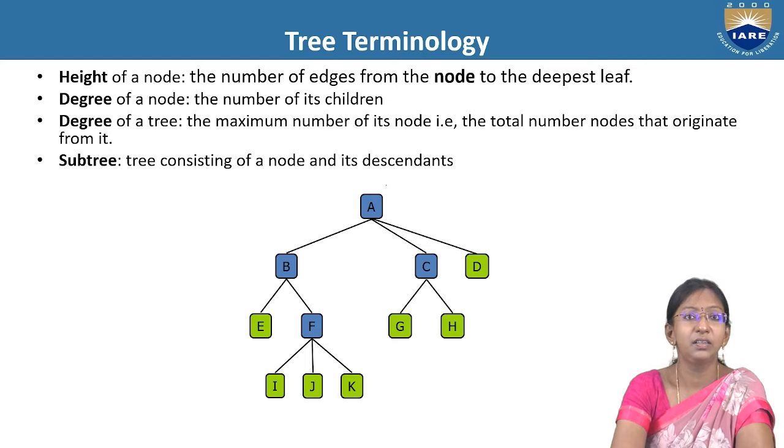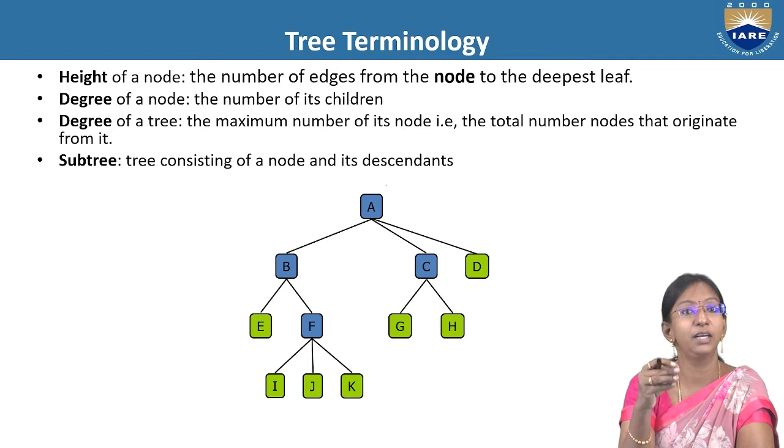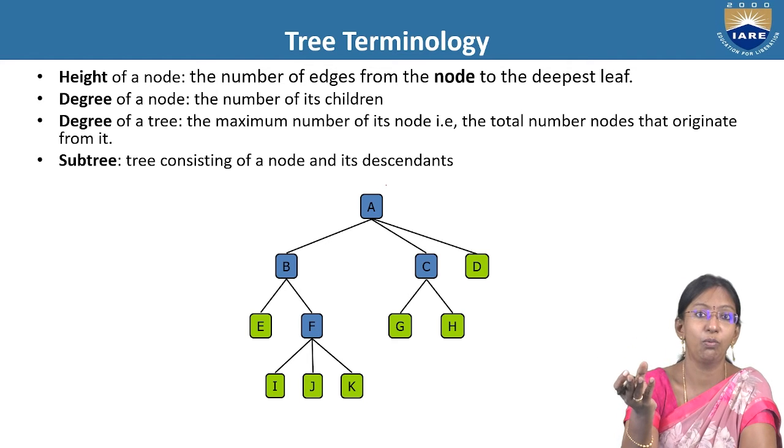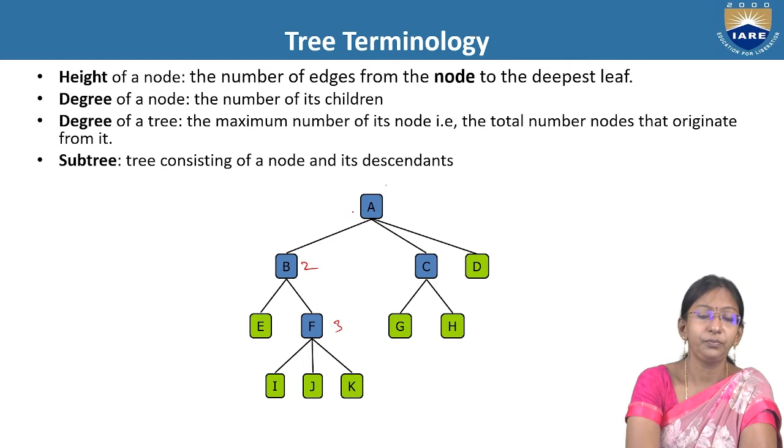Degree. Degree is the number of children it has. For any node, degrees will be in 2 types, my dear. Degree of a node and degree of a tree as a whole, right? So degree of a node is the number of children it has. For example, for F it is 3, for B it is 2, right? And degree of the tree is the number of children the root node has, which is 3.